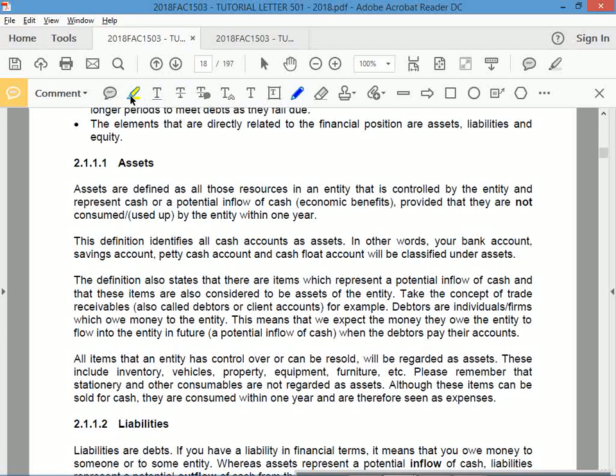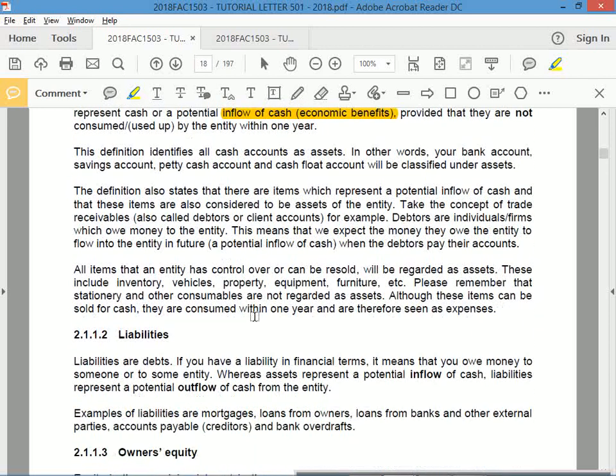Okay, there's the word asset. If you want to highlight what I gave you in the notes: resources controlled by the entity, inflow of cash or benefits. It's just longer, I just summarized it. Inflow of benefit, resource, those are the two main important words. That's what you study, that's what you remember. You can use the note. You don't even have to go and study this. You can if you want, it's up to you. I would definitely go through this though at least once.